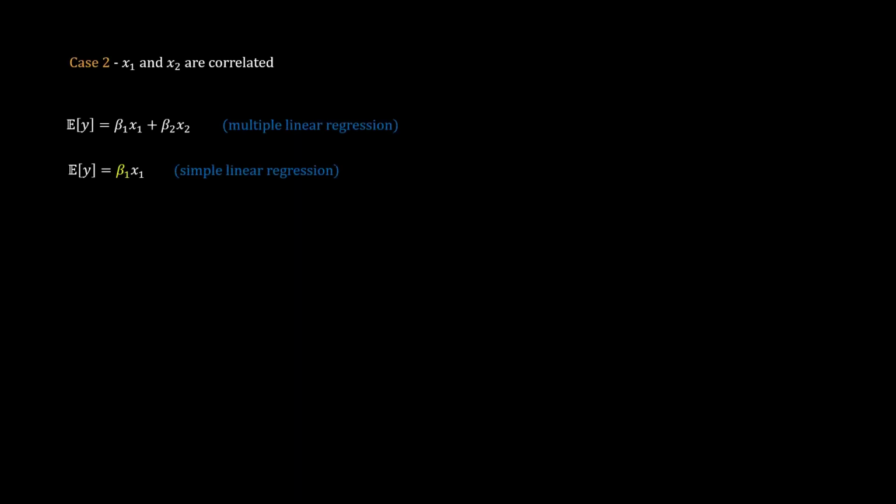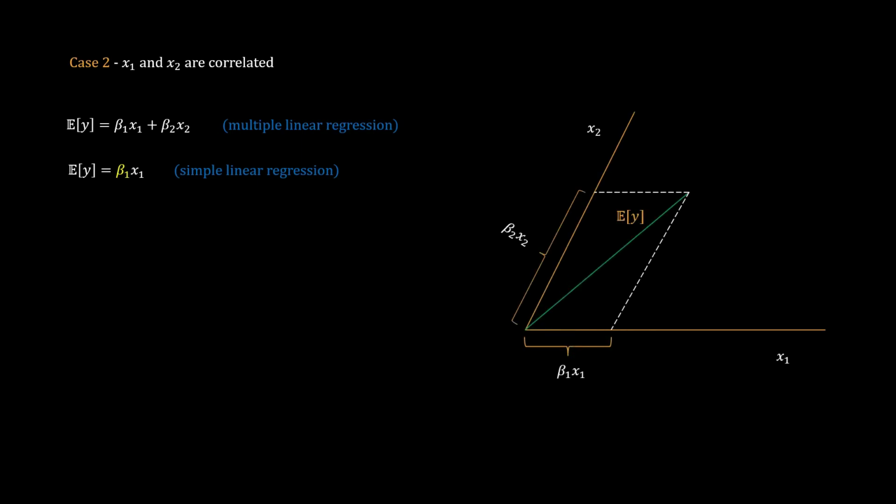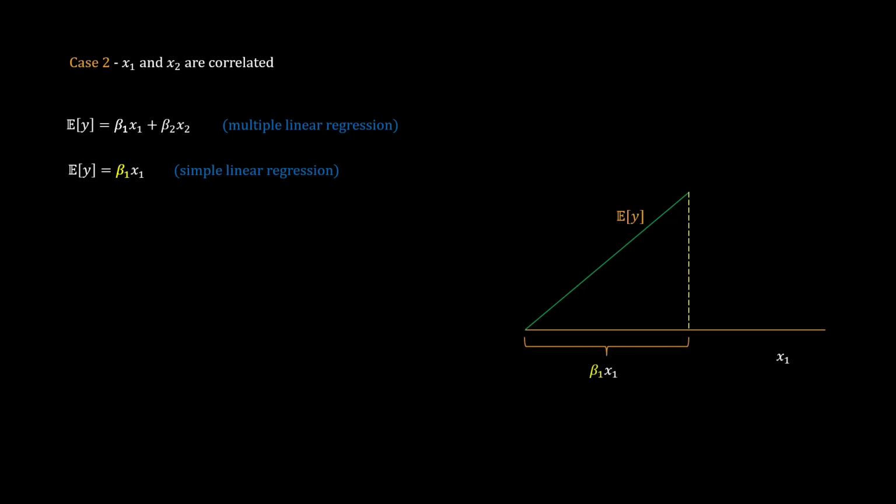Case 2: x1 and x2 are correlated, and our expected y is a linear combination of x1 and x2, given by the diagonal of the parallelogram formed by the two components. But here, if we exclude the x2 term, then x1 will be able to explain this much, and beta 1 is distorted or biased. And we can actually calculate the amount of bias.